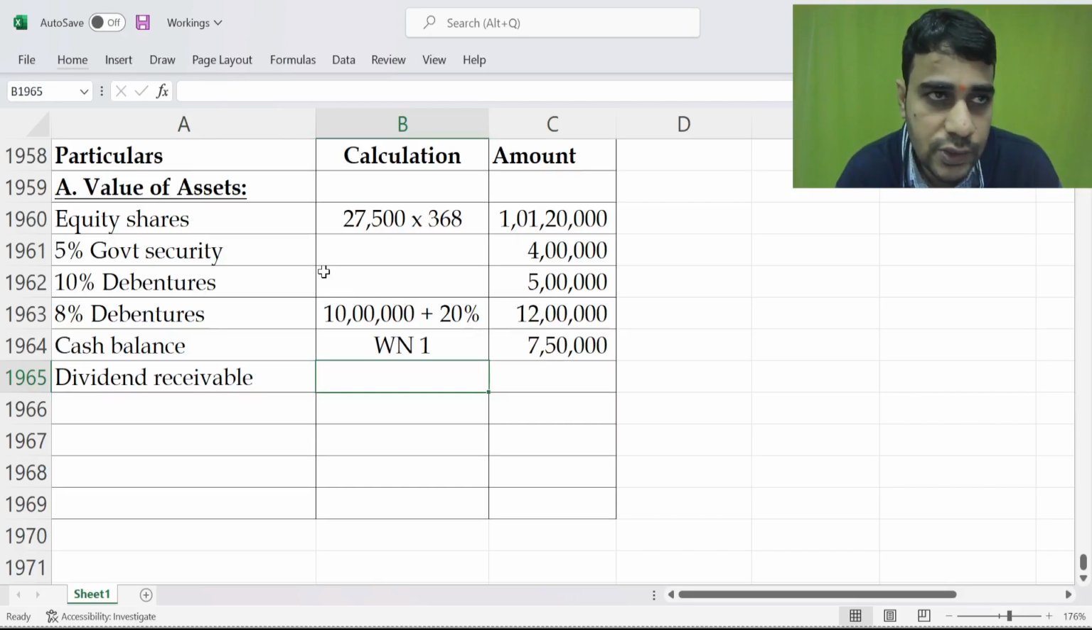Now it can be two things, okay? Dividend could have been received also. It could have been, they record it, after that they could have received this dividend. If they have received the dividend, cash balance will go up. If they have not received the dividend, it will be accrued dividend.